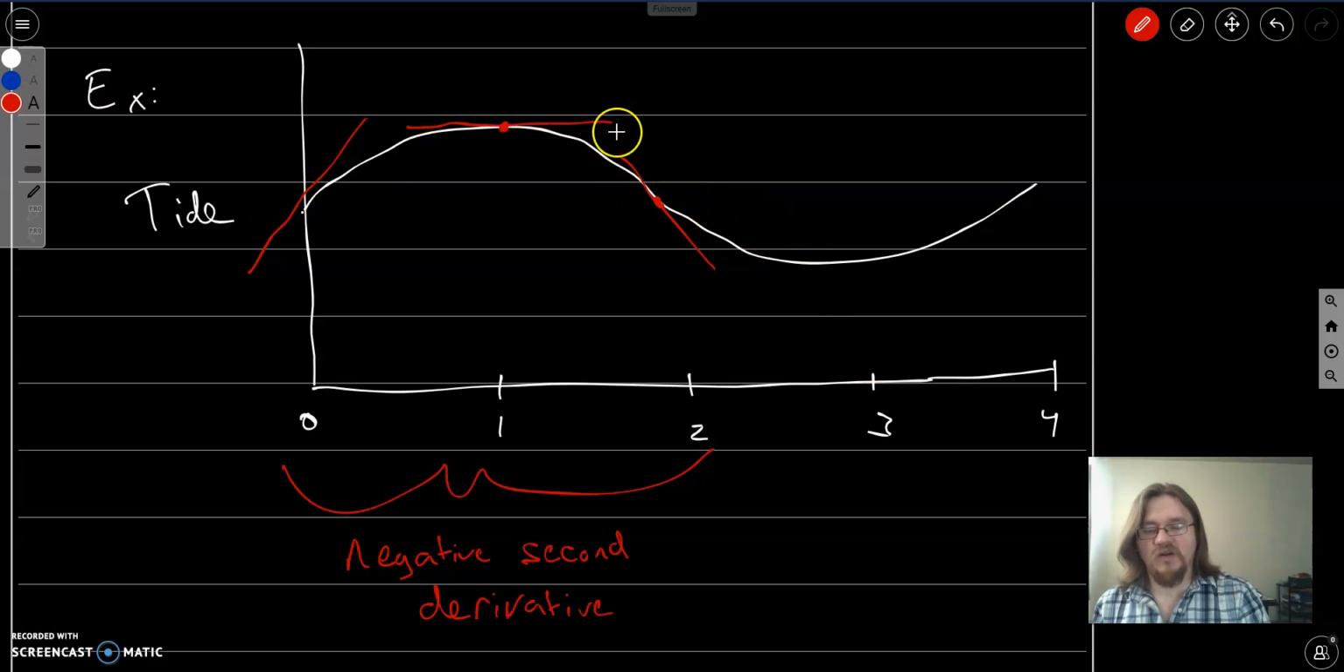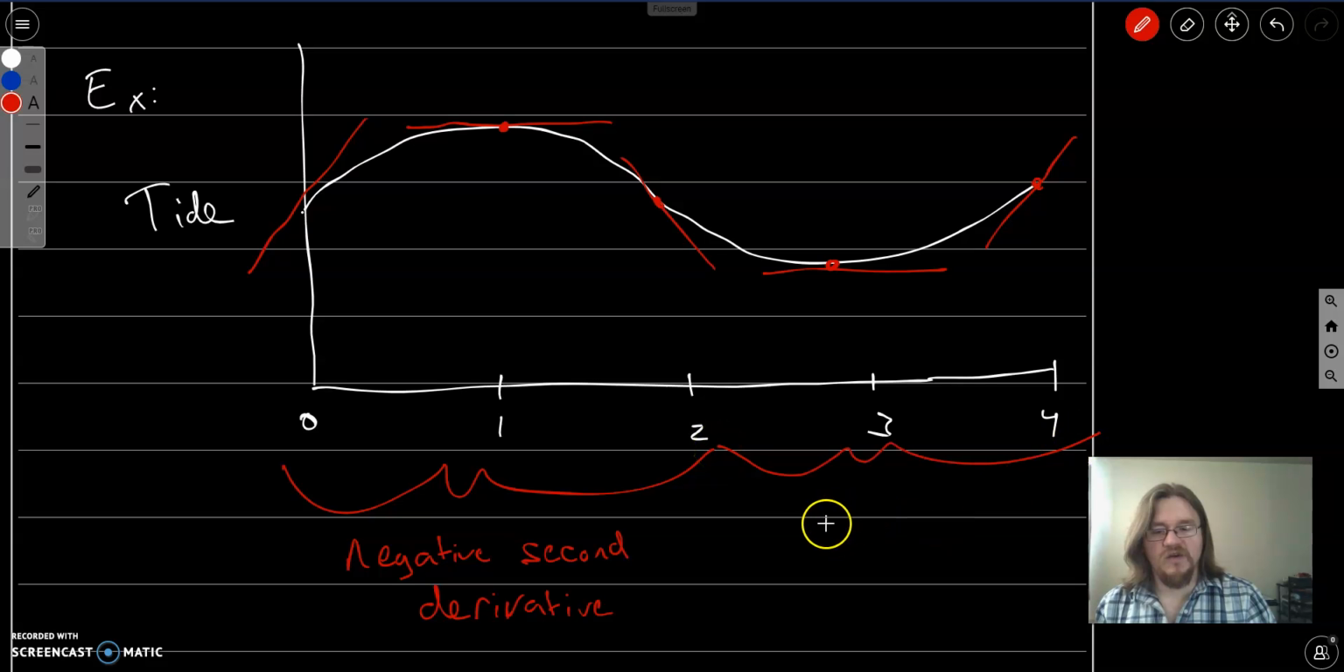But what happens over here? We start with a negative derivative, and when the tide goes all the way out, it's going to sort of pause for a second, where the tide isn't going out any further, and it changes direction, and now it starts coming in again. So the derivative here is negative, but then the derivative becomes 0, and then the derivative becomes positive. So what's happening over here? We're going to have a positive second derivative.